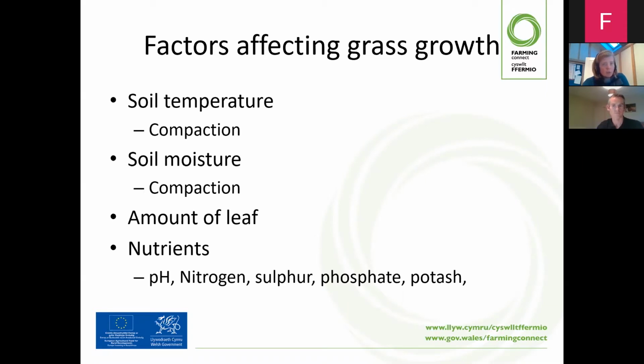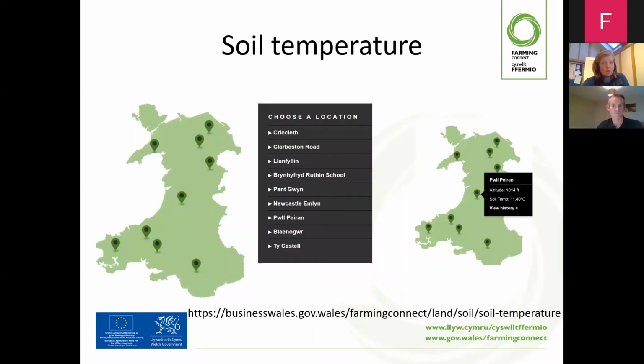Soil moisture we've touched on just then, and again that has had some limiting impact in certain regions in the last few weeks, that it went from being very wet to very dry in about a week, and that has been limiting grass growth, and we'll talk about what that impact will be. We've talked a bit about amount of leaf, and I'll show some images on that, and then also we'll touch on nutrients.